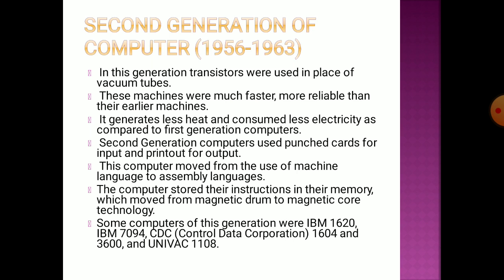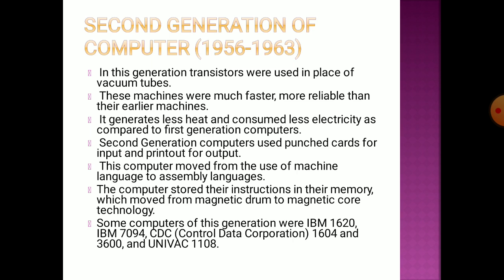This generation's computer generates less heat. Vacuum tubes were generating more heat. Here the transistor generates less heat and consumes less electricity, if you compare it with your first generation computers. In second generation computers also, we used punched cards for input, and we used to take the output through the printouts.